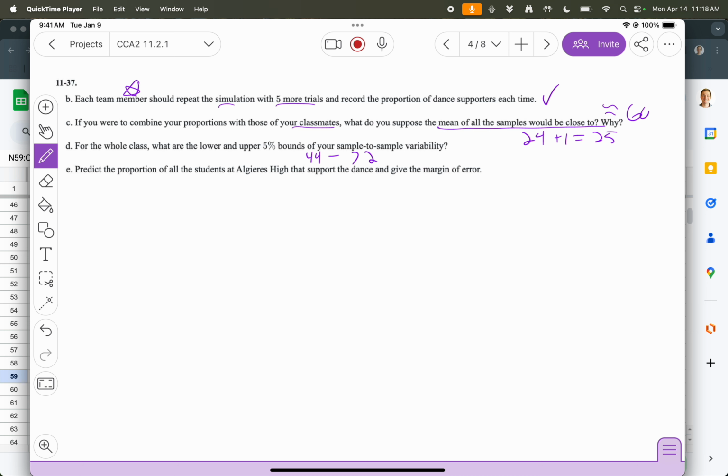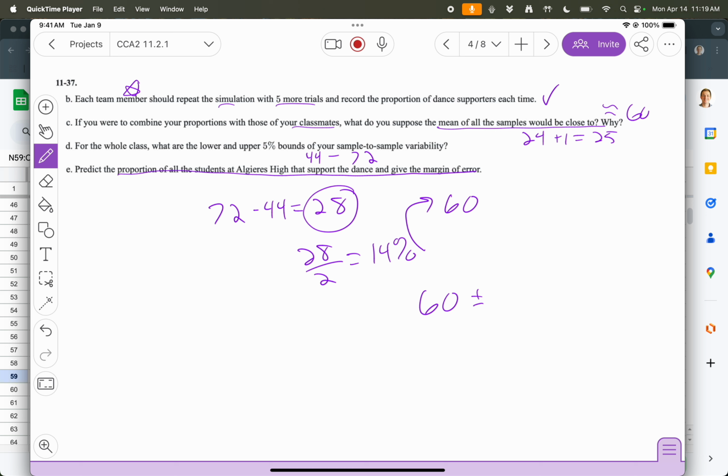Now predict the proportion of all students given the margin of error. Reminder, the margin of error is just my upper bound minus my lower bound. So that'd be 28 here. And I know that my mean is 60. So all I do is take that entire boundary and split it in half. So 28 divided by 2. Now I know that I've got a 14% change happening off this mean. So I'm going to say 60% plus or minus 14%. This would be my margin of error, that plus or minus 14%.